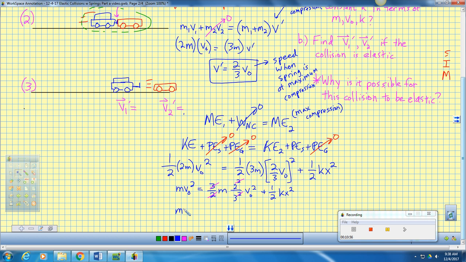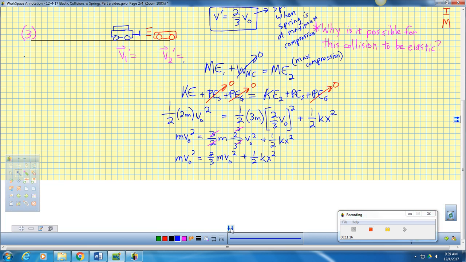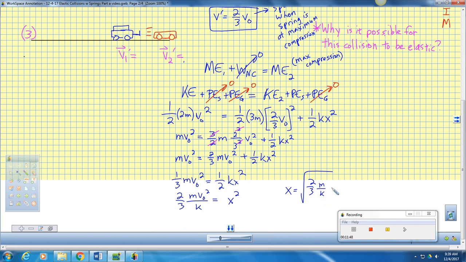And so I get m v0 squared equals 2/3 m v0 squared plus 1/2 k x squared. And then I'm on my way to solving. And we'll check to make sure I get all the way to the end of this. So if I move this 2/3 m v0 squared over to the other side, I get 1/3 m v0 squared is equal to 1/2 k x squared. If I multiply by 2, I get 2/3 m v0 squared over k is equal to x squared. And so I think x is equal to the radical of 2/3 m over k times v0. I'll just put the v0 squared under the radical. So I think that's what we get.